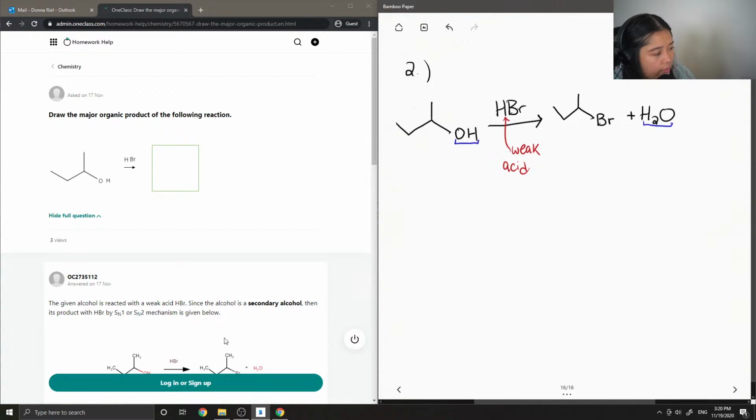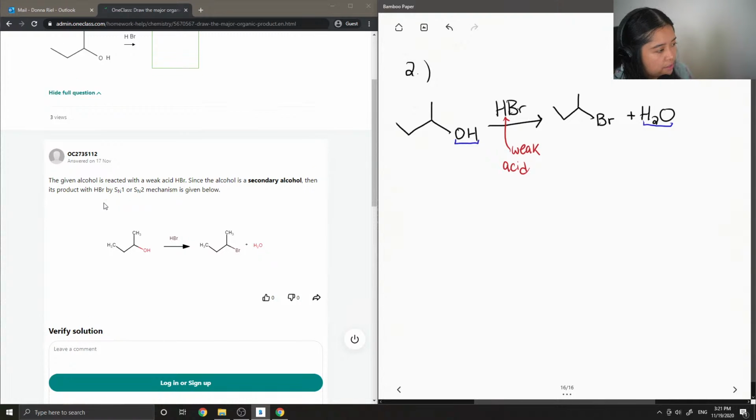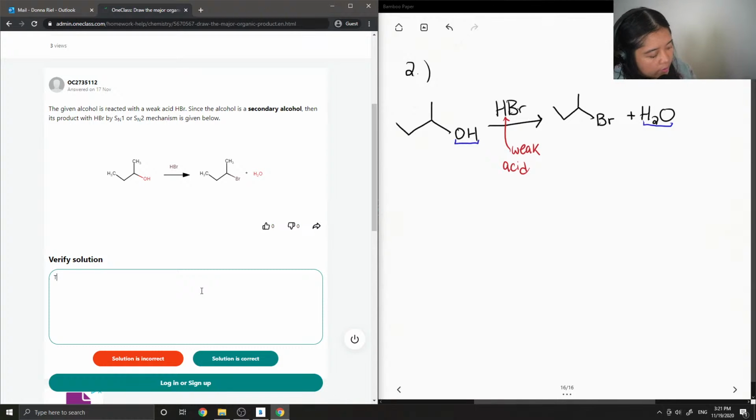Let's see what the junior tutor said. The given alcohol is reacted with a weak acid HBr. Since the alcohol is a secondary alcohol, its product with HBr by an SN1 or SN2 mechanism is given below. Yep, so this solution is correct.